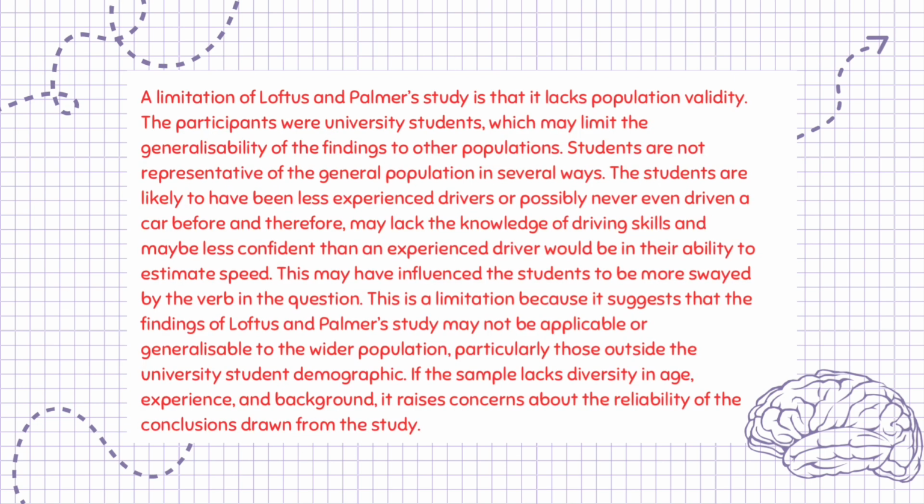A limitation of Loftus and Palmer's study is that it lacks population validity. The participants were university students, which may limit the generalizability of the findings to other populations. Students are not representative of the general population in several ways. The students are likely to have been less experienced drivers or possibly never even driven a car before, and therefore may lack the knowledge of driving skills and may be less confident than an experienced driver would be in their ability to estimate speed. This may have influenced the students to be more swayed by the verb in the question.